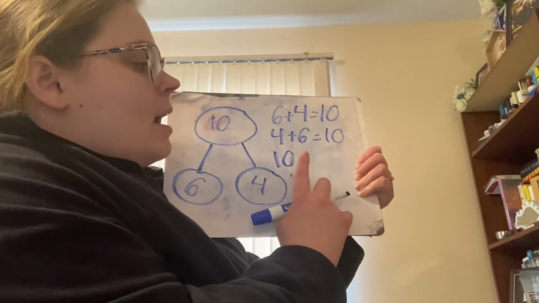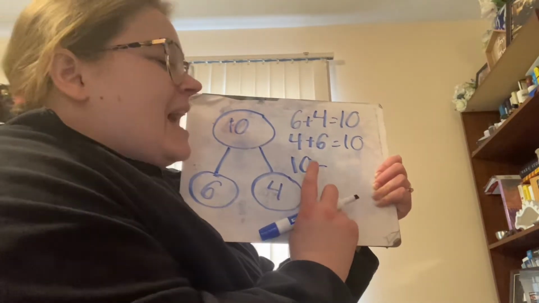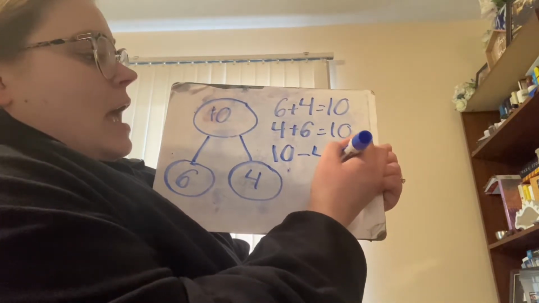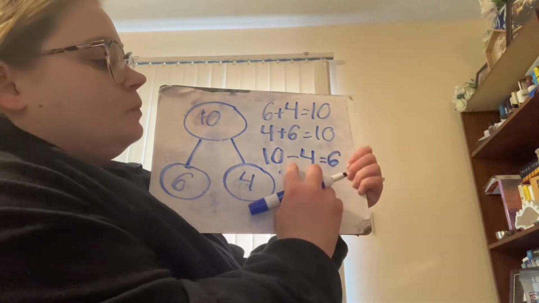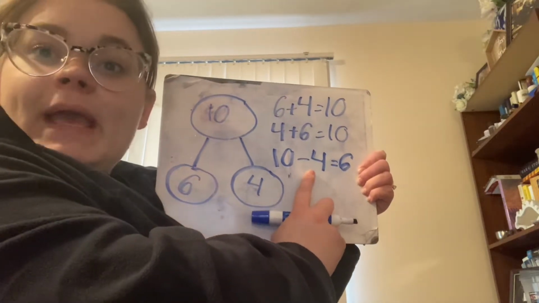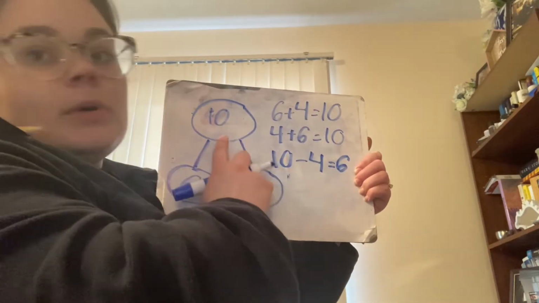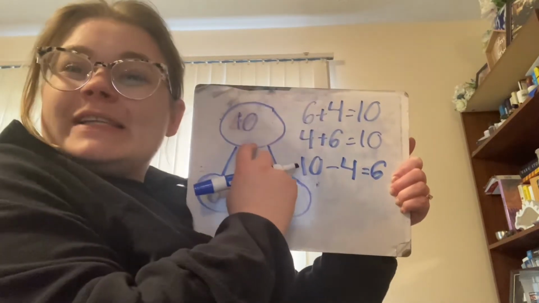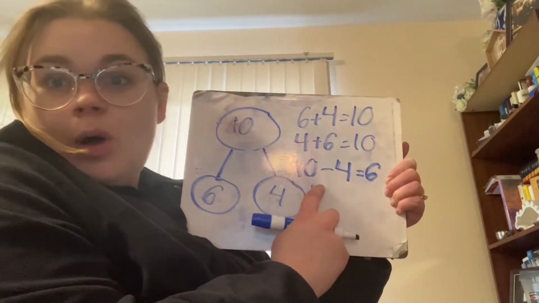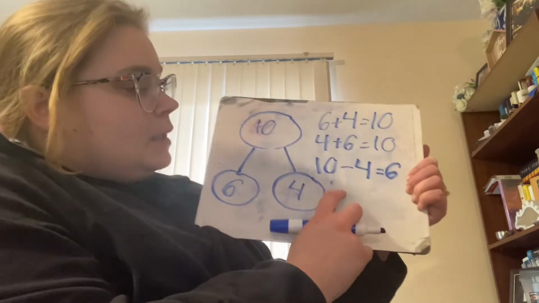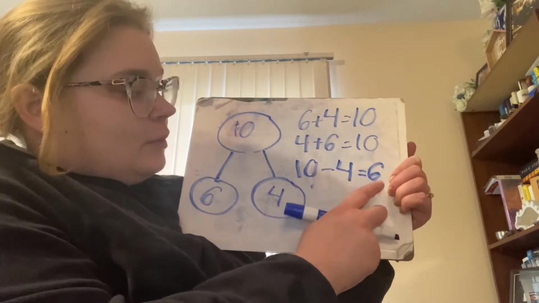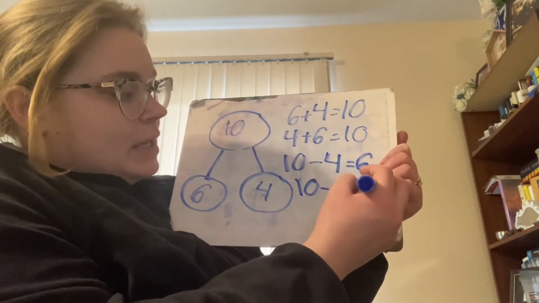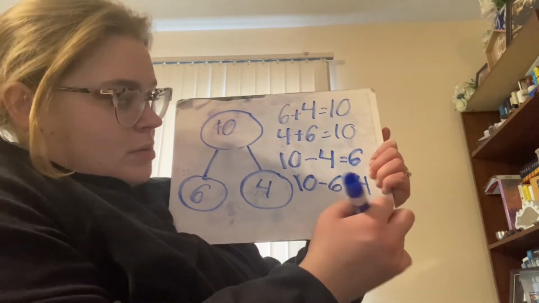So 10 minus, so 10 take away 4, and we'd be left with 6. So we have to make sure that our first number is always that whole, that biggest number, because we can't take away from a number that's smaller. So 10 minus 4 equals 6. We could also do 10 minus 6 equals 4.